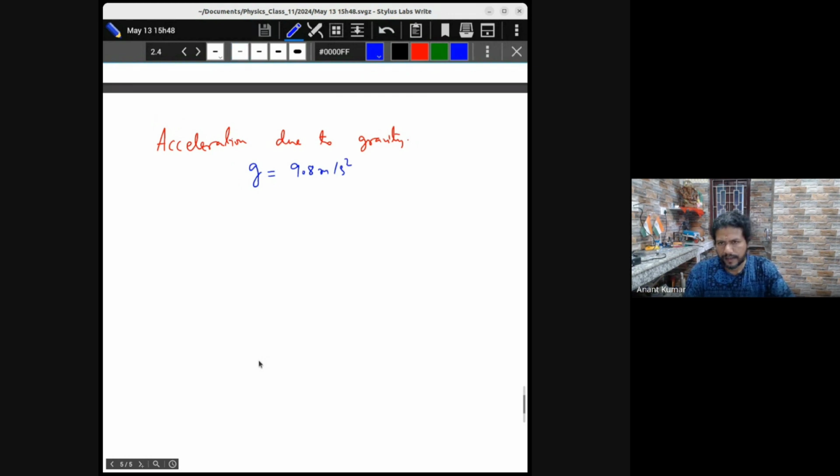The point is that whenever an object is thrown upwards or downwards, and it moves only under the influence of the Earth, neglecting the air resistance, then its acceleration is a constant value. So we can apply all the relevant equations for uniform acceleration.